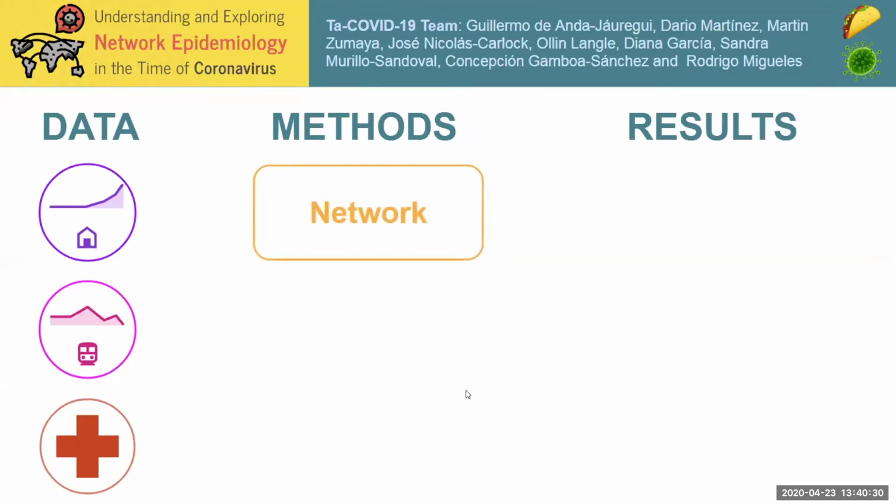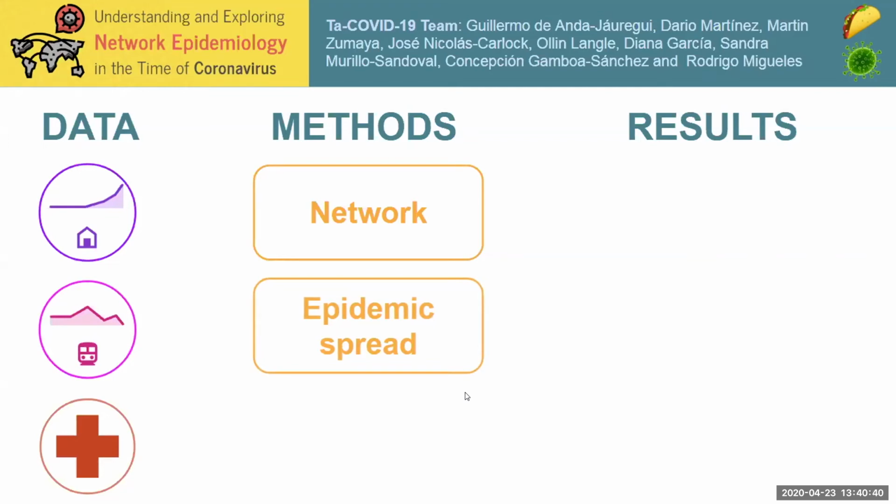So in general, similar to what other people have been doing, we're building a network of contacts, and we're trying to model the epidemic spread across this network. And then we're using different models: SIR and many different modifications and alternatives of it, SEIR and so on.